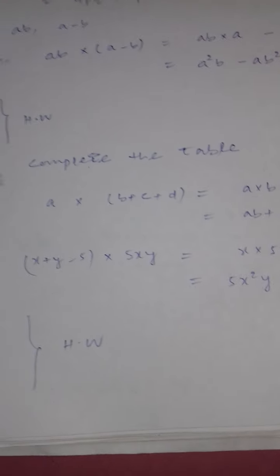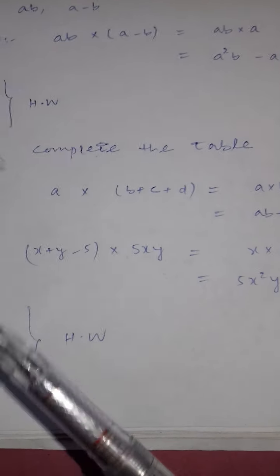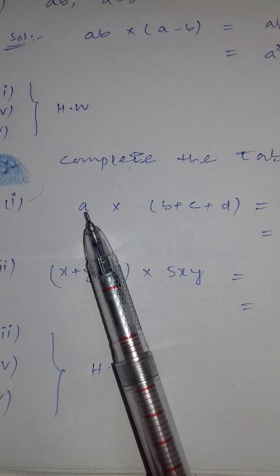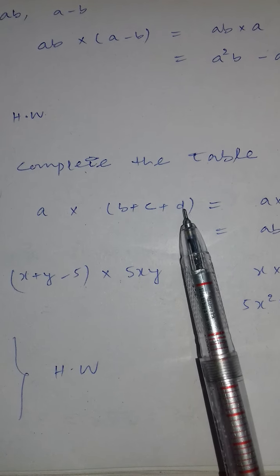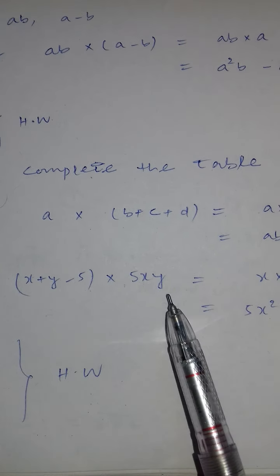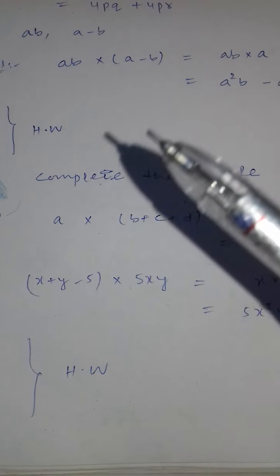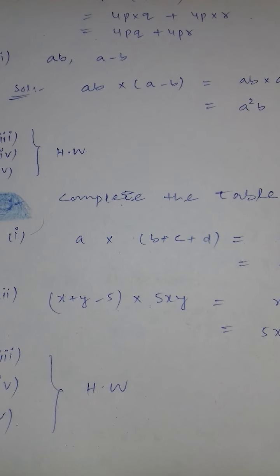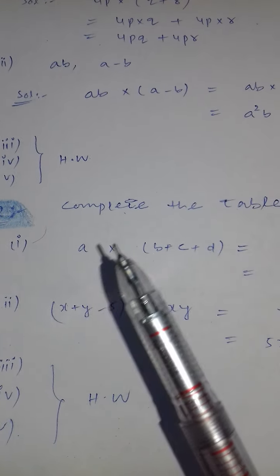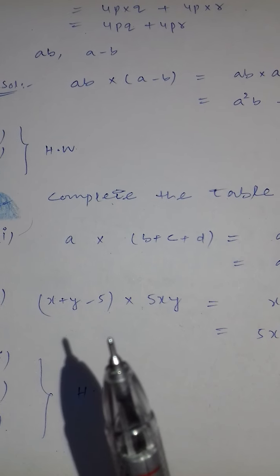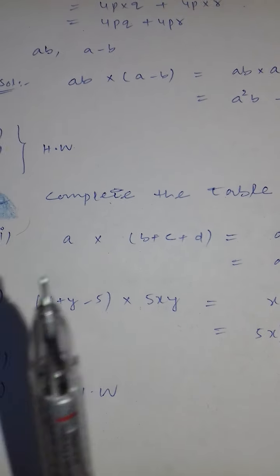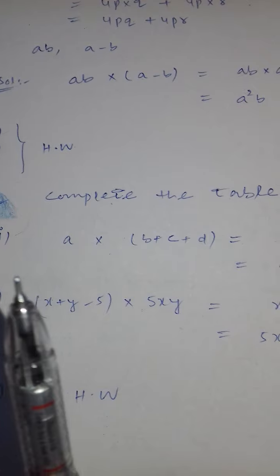Similarly, we have one more question here. Complete the table. Here it is a monomial and this is a trinomial. This is a trinomial, this is a monomial. It is the same as what I explained above. We are just doing that question related to the topic.